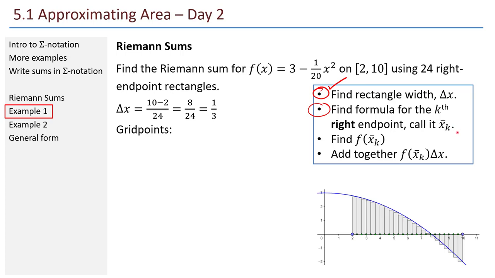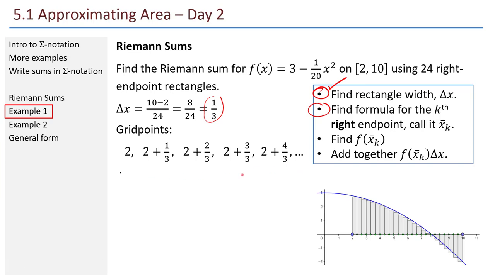Number 2, find the formula for the kth right endpoint. Let's just start listing off the grid points. It starts at 2, and the width is 1/3, so my grid points go 2, 2 plus 1/3, 2 plus 2/3, 2 plus 3/3, 2 plus 4/3, and so on. It's tempting to just simplify this to write it as 3, but don't do that. Keep writing your grid points with a pattern that clearly shows a progression.